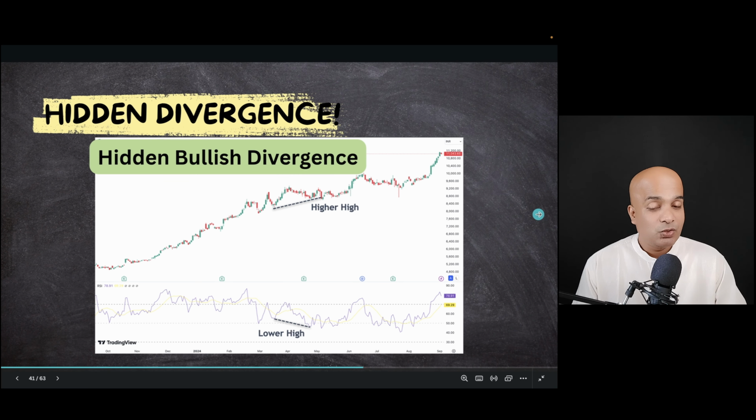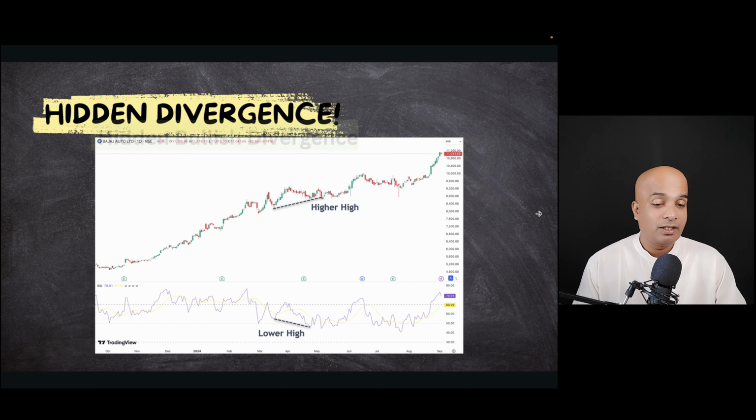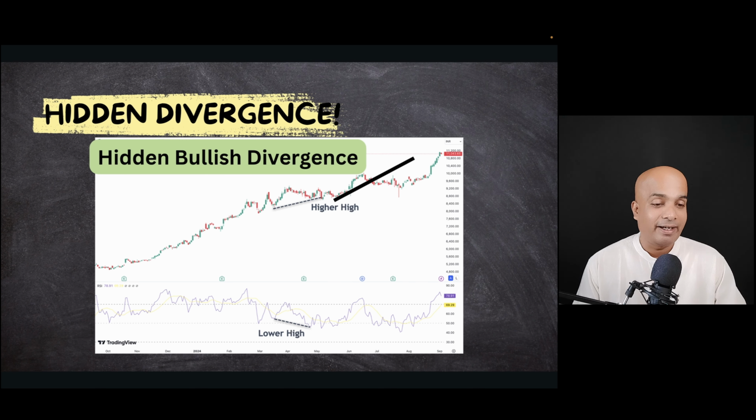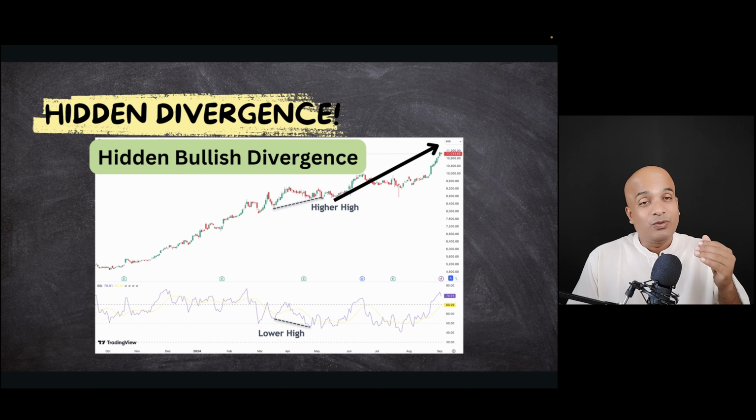So this is also hidden bullish divergence, and you can see what happened on the next side, right? Price went upside. So I'll be focusing more on hidden bullish divergence because this is part of a swing trading, trend following swing trading strategy.